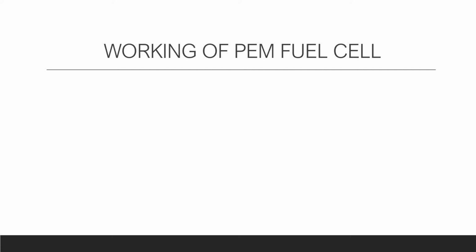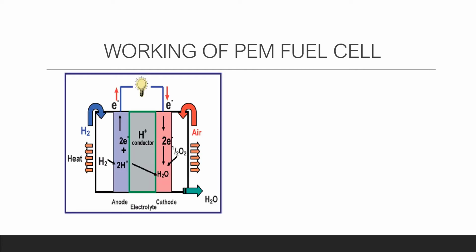Okay, now let's talk about the working of the PEM fuel cell. This schematic representation will give you the idea of how the PEM fuel cell actually works. From this side, there are basically two compartments. One is the anode and one is the cathode, and the anode and cathode are separated by the electrolyte. Now the electrolyte is basically our membrane.